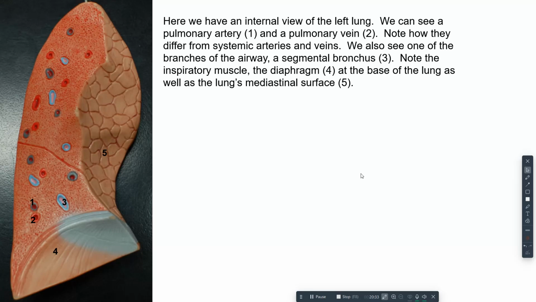Taking a chunk of the lung out, we can see the blood vessels, and of course, remember, they're backwards. So we got the pulmonary artery as the blue guy here, the pulmonary vein as the red guy here, and I see a segmental bronchus, the light blue. I see the diaphragm. I see the lung's mediastinal surface right there as well.